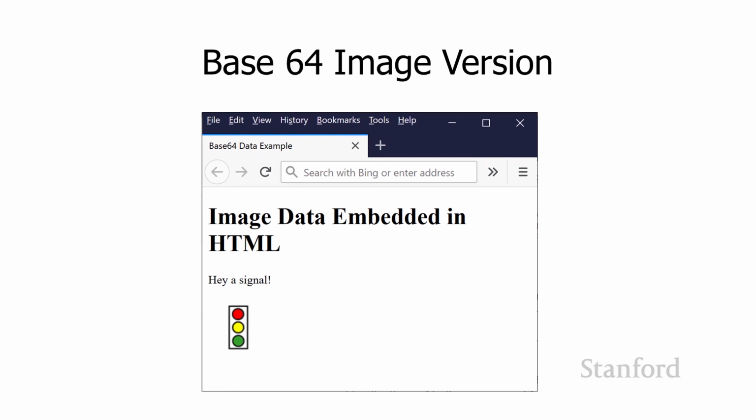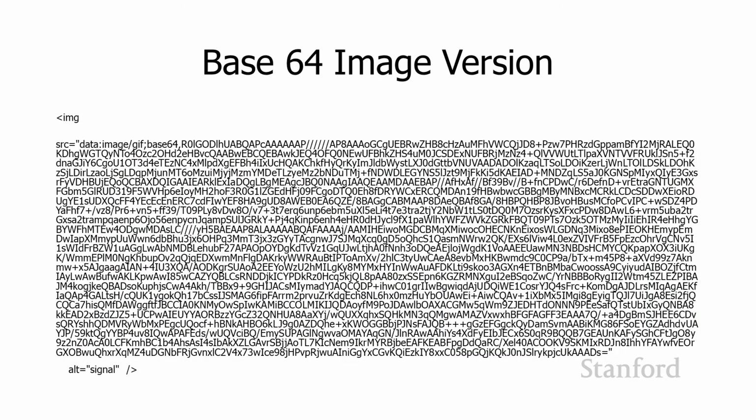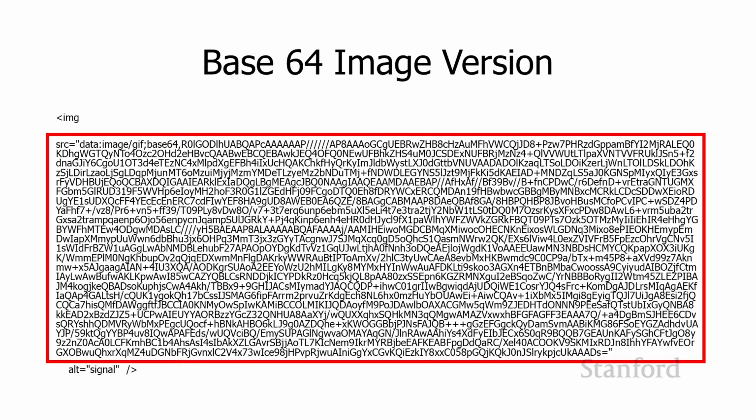So this simplified version of the web page with just a signal is actually going to take 0 image files. And here's what it looks like. Now we've got our IMG, and then at the very, very bottom, you can see I close out the IMG tag with the alt equals signal. And then I've got this big old source thing. What the heck is that? That is the actual bits that compose the signal.